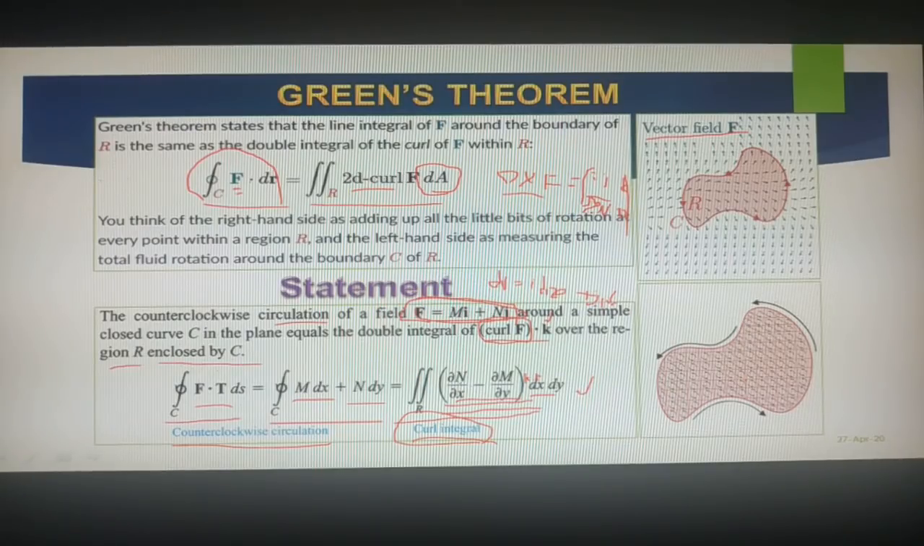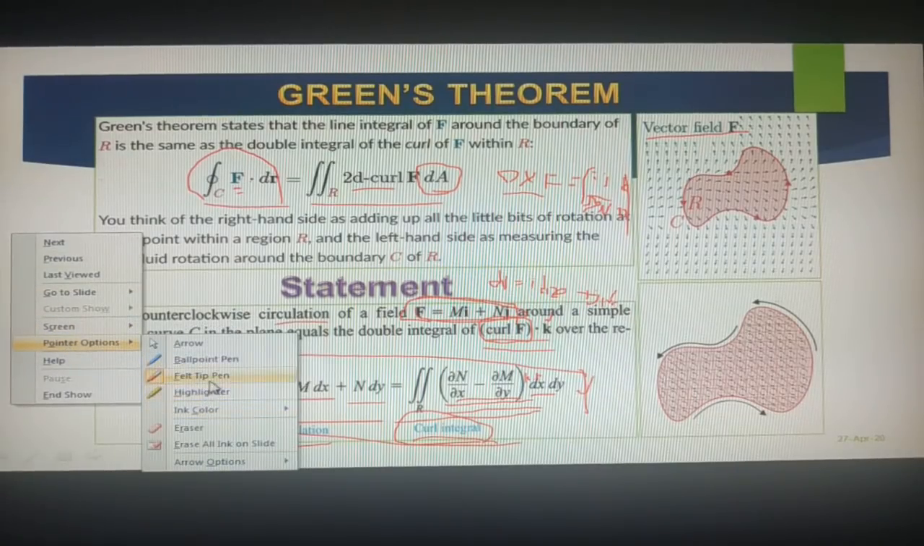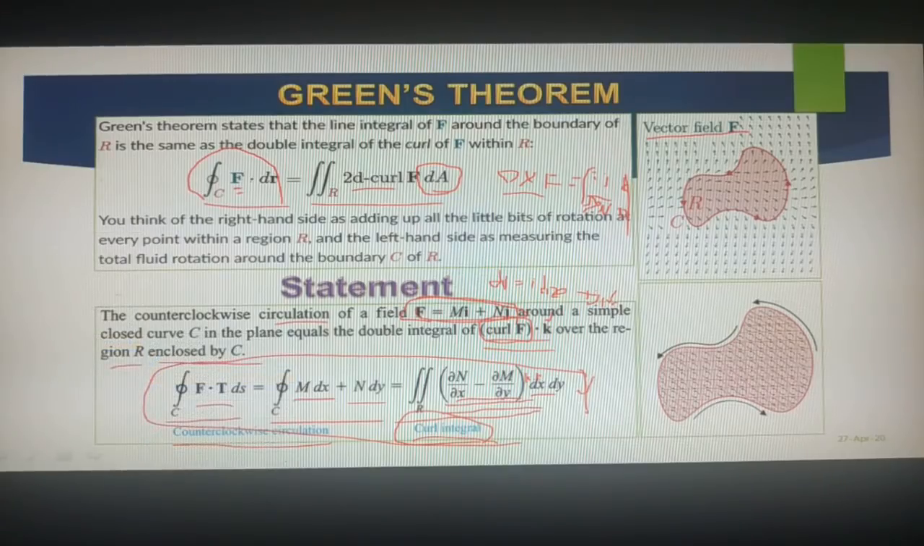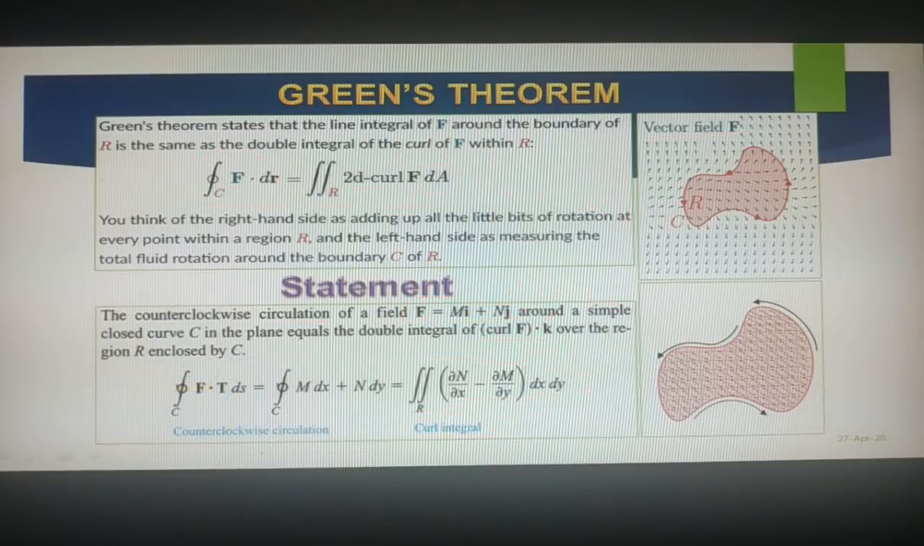That is how you got curl F dot k, so it is dou N by dou x minus dou M by dou y, dx dy. So this is your formula. You have to remember it. I will clear all this so that we can easily understand. See, this formula is very important. We are going to use it in our problems. Up to this is enough.